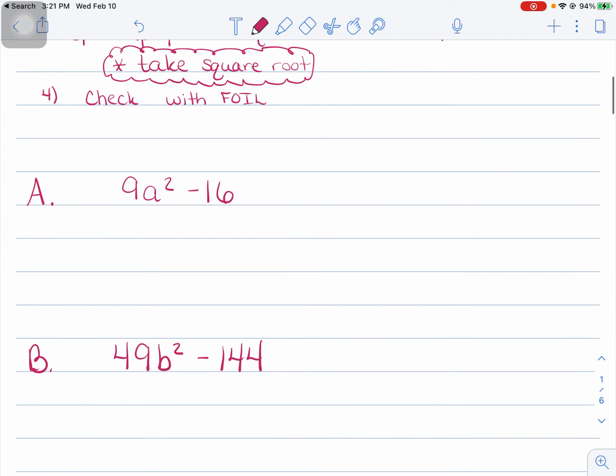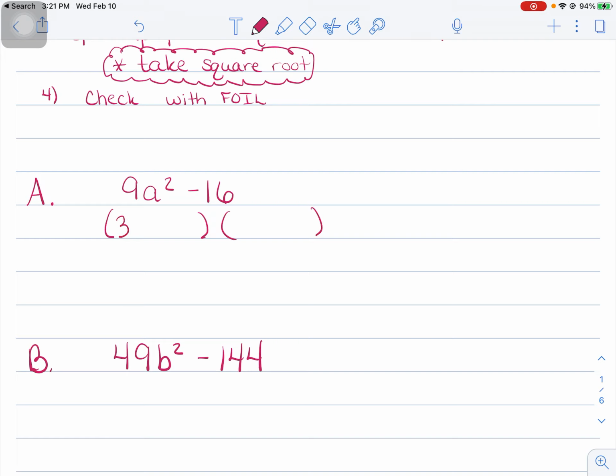So when we start looking at example A, I'm going to look at my first term and my second term and see if each is a perfect square. Is there anything times itself to get me 9? Well, yeah, 3. Anything times itself to get me 16? Yes. And notice that a is squared, so I can split a into 2 pieces. So immediately I go to my binomials and take the square root.